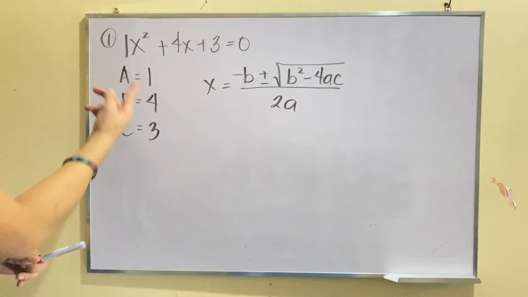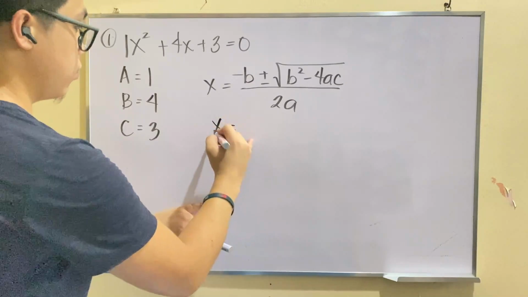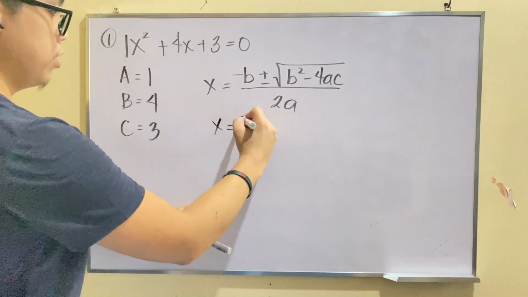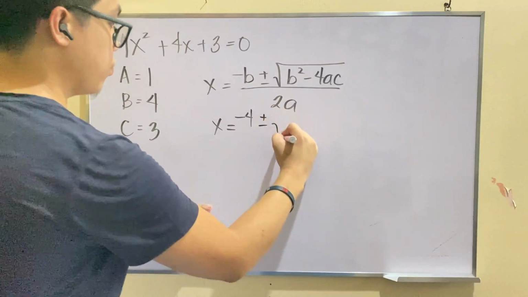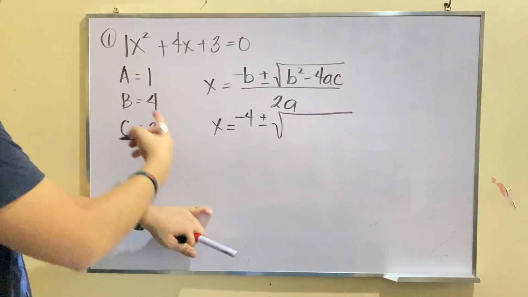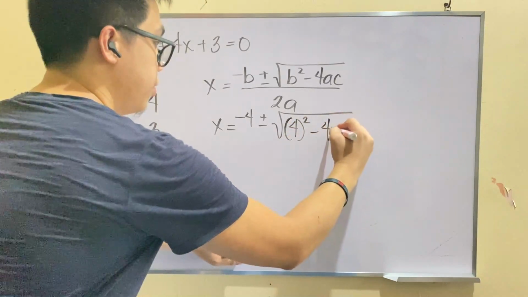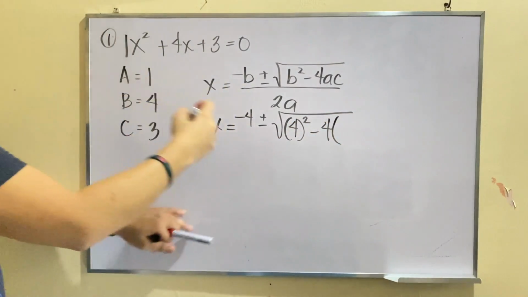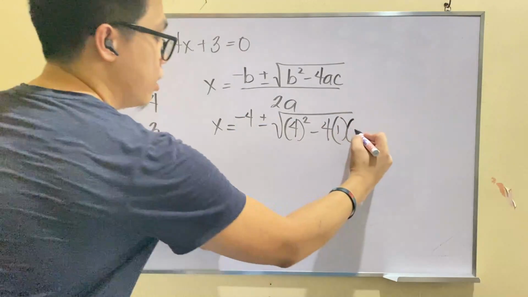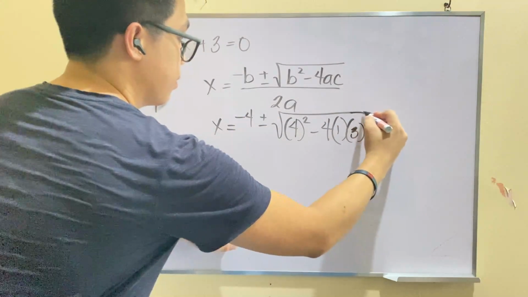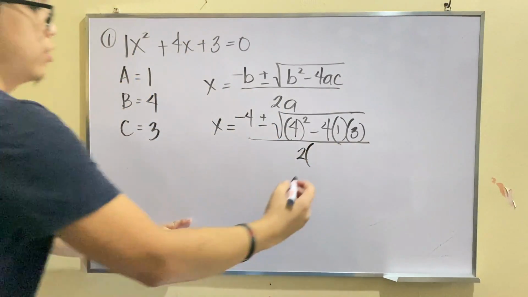I-substitute natin ang value ni a, b, and c. So, x is equals to, ano yung b? So, of course, negative 4 plus minus square root of, ano yung b? 4 ulit. 4 squared minus 4 times, ano yung a? It is 1. And ano yung c? So it is 3. Divided by 2 times value ng a, which is 1.